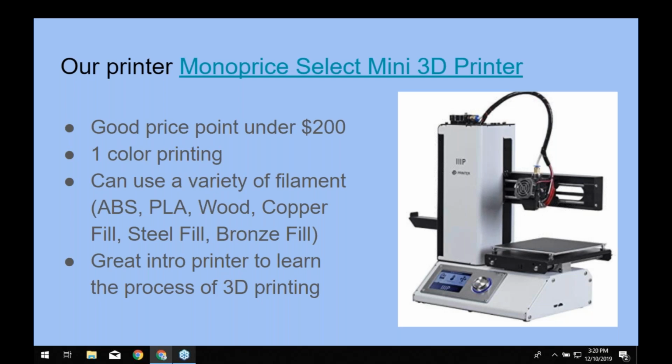So our printer is a Monoprice Select Mini 3D printer, and I got it for I think $180 on Amazon, and it's for one color printing only. So it can only print one color at a time. While some of your larger, more expensive models can sometimes do 3 different colors of filament at one time. Ours can only do one, which is okay for what we're doing with prototyping and the design work that we're doing.